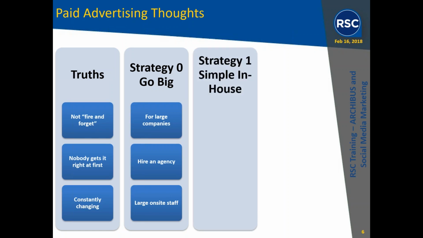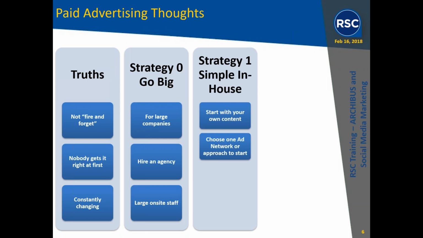For smaller companies, there's strategy one, which I'll call simple in-house. You start with your own content. Probably you're not going to try and take advantage of that whole huge ecosystem I showed you, but you're going to choose one ad network or approach to start. That is probably going to be something like Google AdWords, because it's one of the simpler ones and allows you to have huge reach, even if you're keeping it simple.